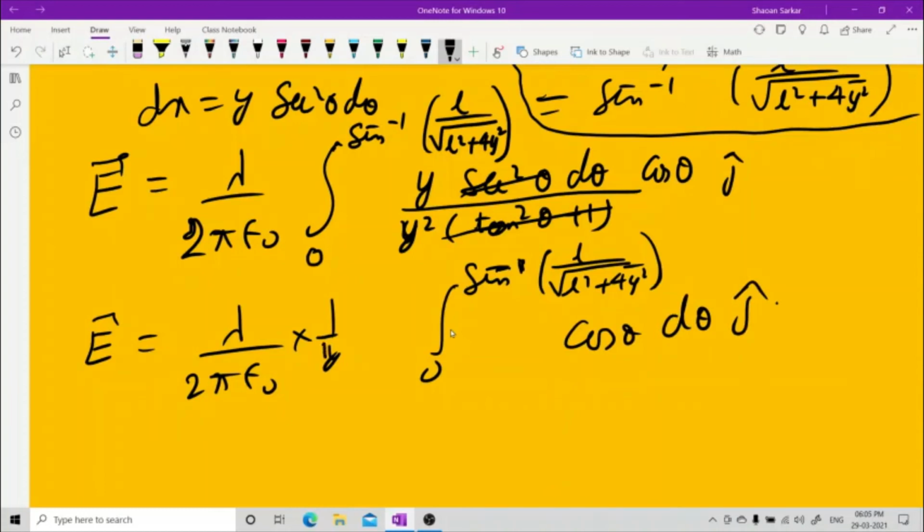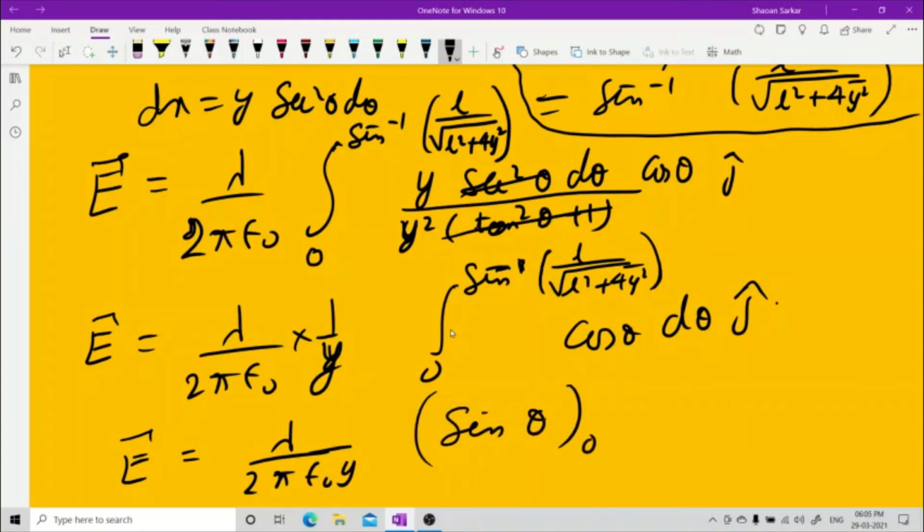And this comes out very simply to be E equal to lambda upon 2 pi epsilon naught y, cos theta integrates to sine theta, from 0 to sine inverse. That's why I took sine inverse, because sine and sine inverse will cancel each other out. Now I hope you have understood why I have taken sine inverse. Taking the upper and lower limit, sine 0 will be 0, with a j cap here.